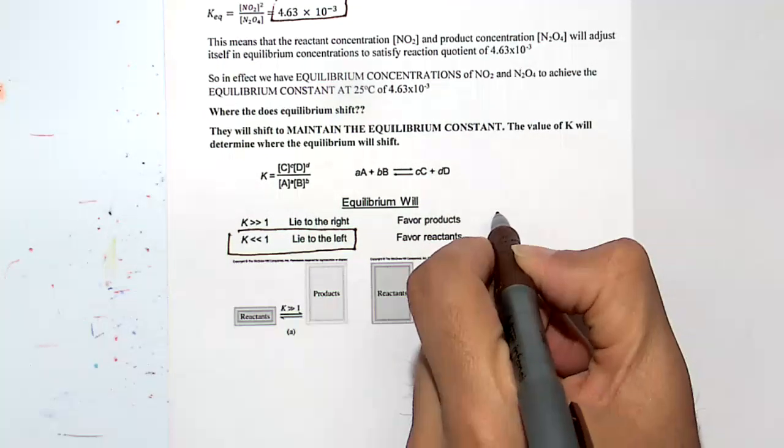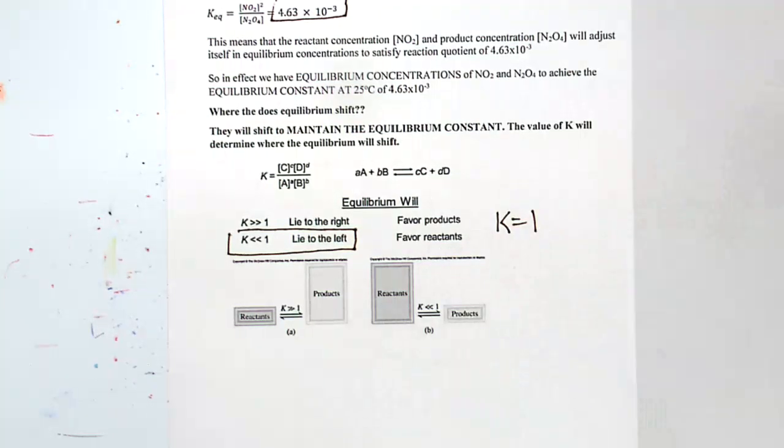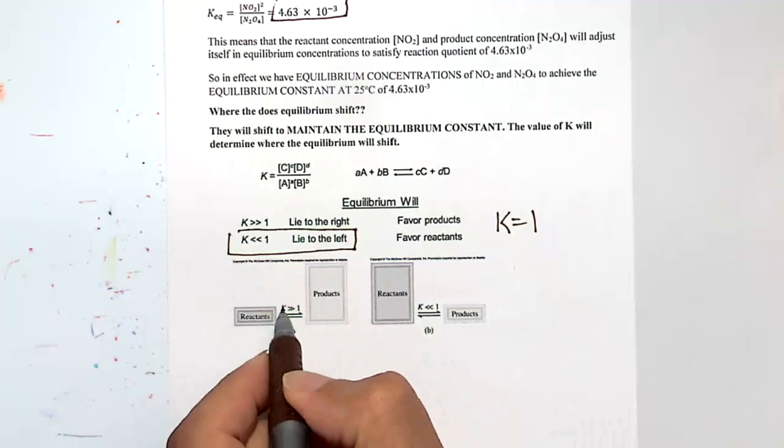If K is equal to 1, we are kind of right here. Perfectly balanced if K equals 1. So this is what the equilibrium constant tells us, law of mass action. You kind of see that here.